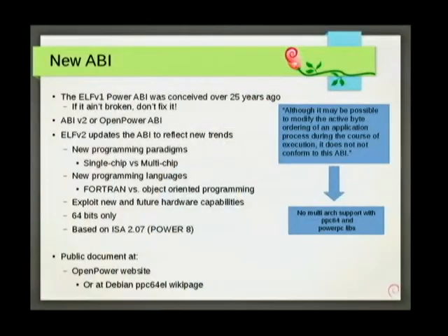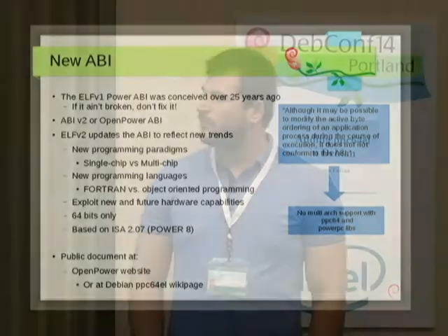And it's going to be 64 bits only, and it's based on an ISA called 2.07 that is Power 8 only. You can find the document, the ABI and the ISA on the OpenPower website, or you can just go to the Debian ppc64el wiki page and you are going to find a good presentation that summarizes the ABI, and also you can find the full documentation on the OpenPower website.